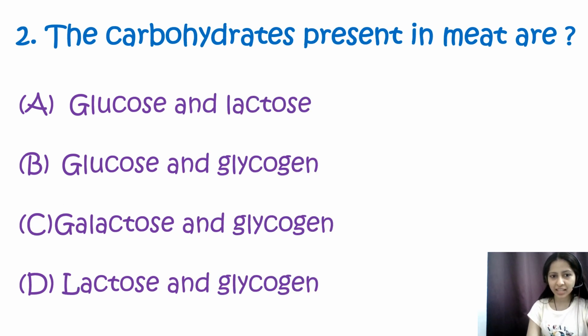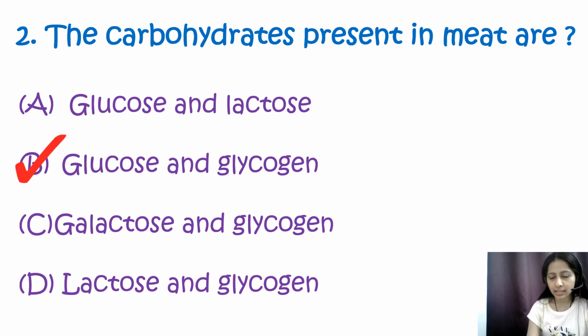Question number 2. The carbohydrates present in meat are, options are glucose and lactose, glucose and glycogens, galactose and glycogens and lactose and glucose. So over here the correct option will be option number B, that is glucose and glycogens. So we know the main source of carbohydrate in the animal body is its liver, which contains about half of its total carbohydrate which is present in the body.